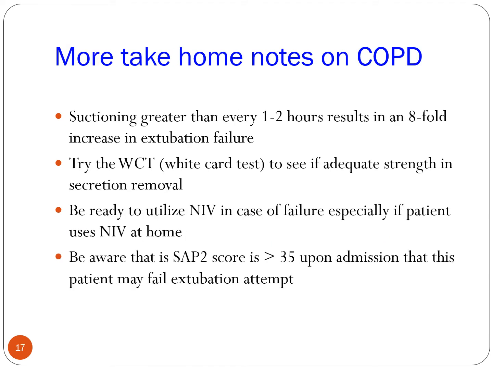So other points you really want to take home on COPD patients. COPD patients typically have more secretion problems than your average person. So if you suction this person every 1 to 2 hours, the likelihood of failure is 8-fold. So sometimes you've got to look at how many times you are suctioning this person. Are they being suctioned every 1 to 2 hours to mobilize secretions? The likelihood of them failing is really high.